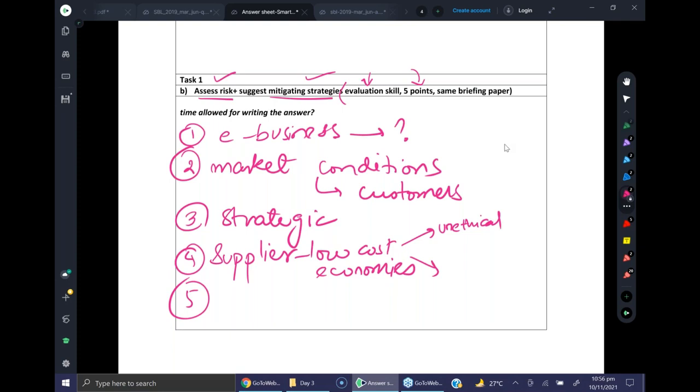So you can discuss that having ethical problems or ethical risks with suppliers because they're based in a low-cost economy can be taken as a separate point. Okay.